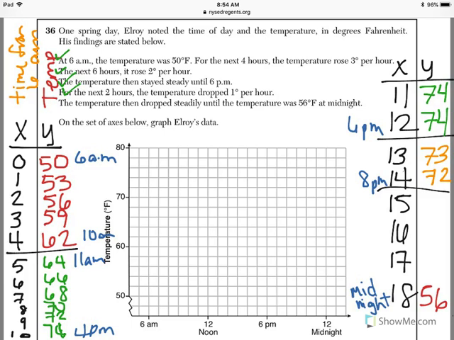So let's see here. If at hour 15, hour 16, hour 17, hour 18, I have to figure out what am I going down by to get to 56. And if I do the math, I should be dropping 4 degrees each time, because from 72, if I drop 4 degrees, I'm at 68. I'm going to go to 64, 60, and then down to 56.